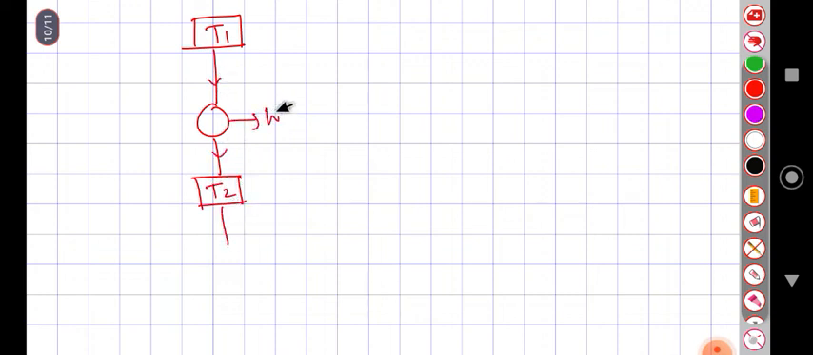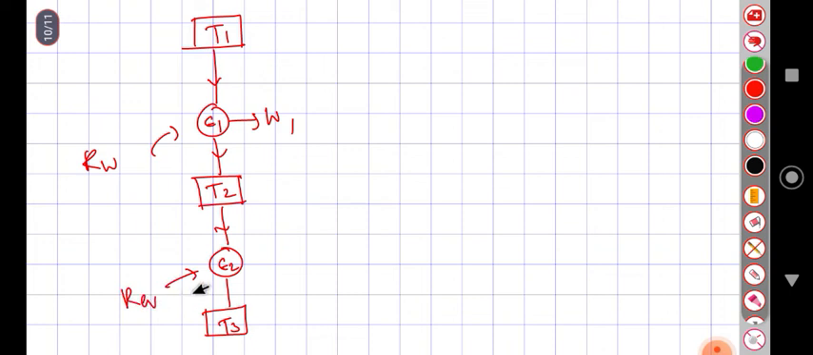And it is giving some work W1. Between T2 and T3, I'll connect one more reservoir. This is T3, and this is engine E2, and this is E1. These are all reversible engines. This is also reversible, this is also reversible. This is giving the work W2.